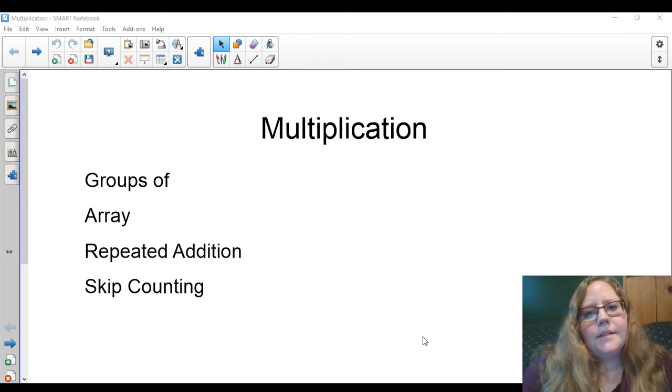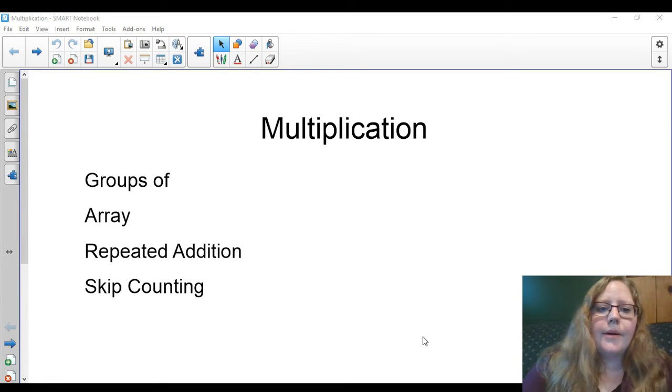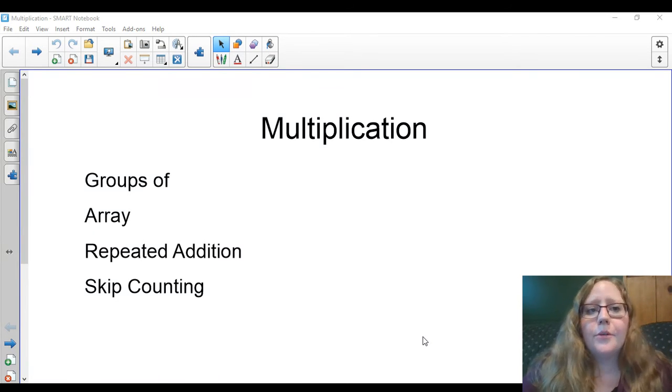Hi, boys and girls. Today we're going to start learning about multiplication. I'm going to teach you two different strategies on how to multiply small numbers. I'm going to teach you groups of and an array this week. Next week, I'll work on repeated addition and skip counting, which are other multiplication strategies.